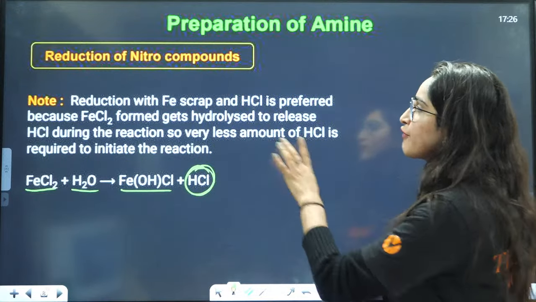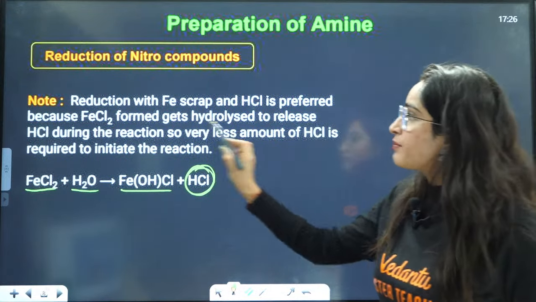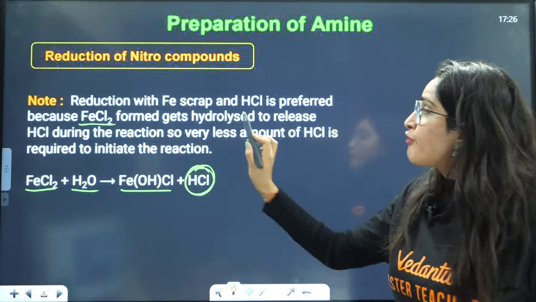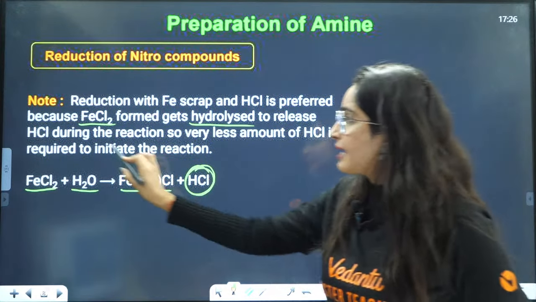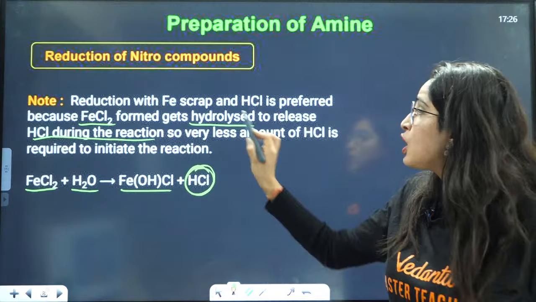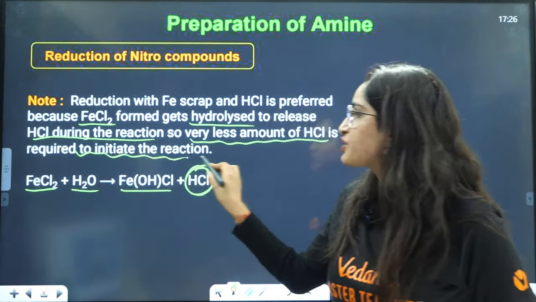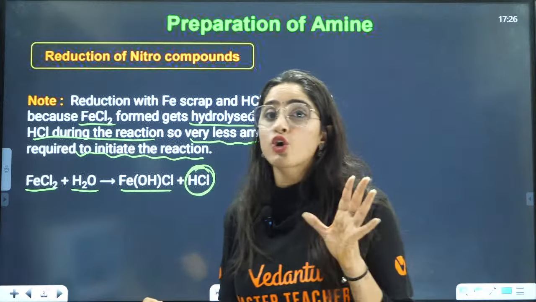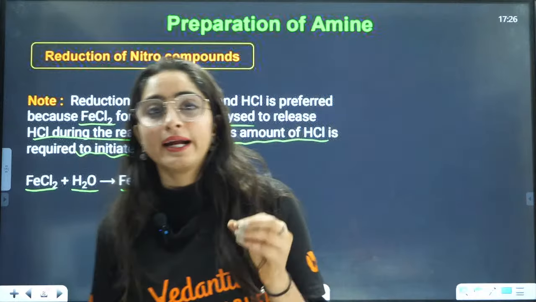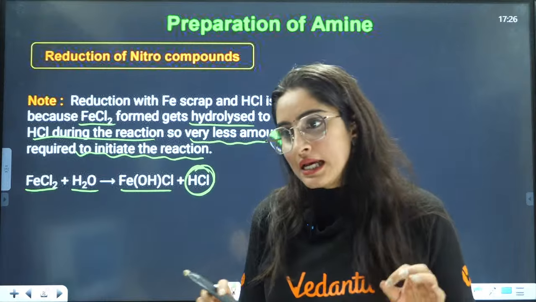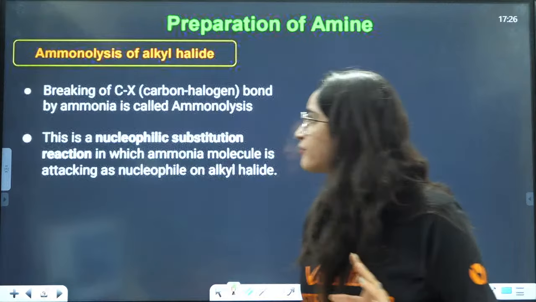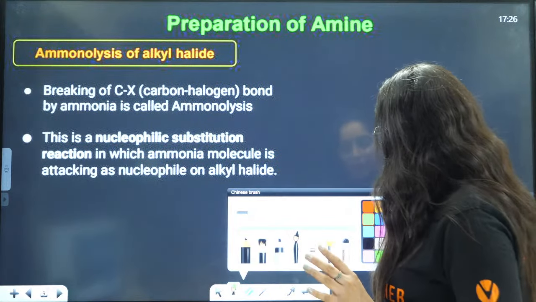So reduction of Fe scrap in HCl is preferred because the FeCl2 formed gets hydrolyzed to release HCl during the reaction. So a very small amount of HCl is required to initiate the reaction, and hence commercially, economically, it is more valuable to us. Now that was the first reaction.